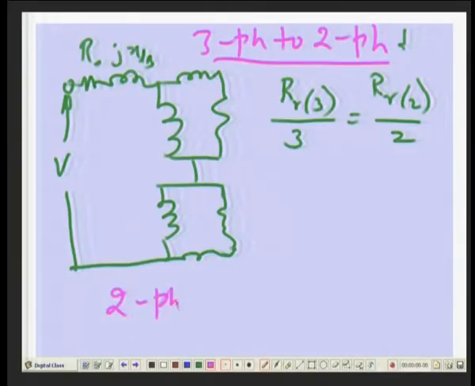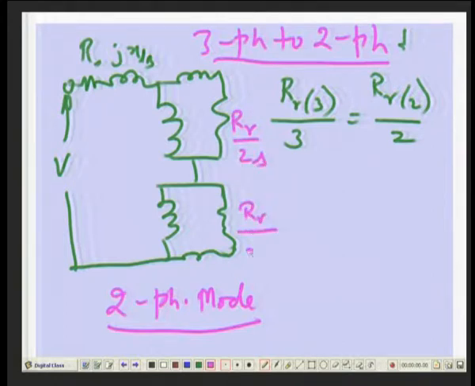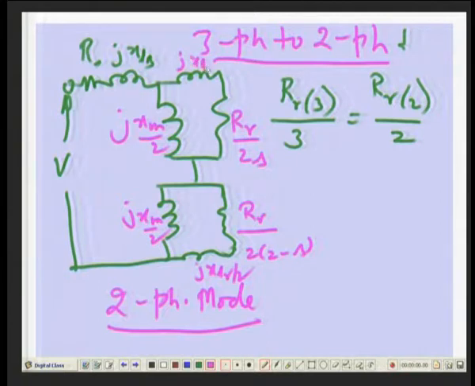Because single phase machines normally use a 2 phase model, this is a general practice. So we have RR by 2S, RR by 2 into (2 minus S), JXM by 2, JXM by 2, and JXLR by 2, JXLR by 2, where the rotor resistance and leakage reactance are also referred to a 2 phase mode, right. With this clarification we proceed.